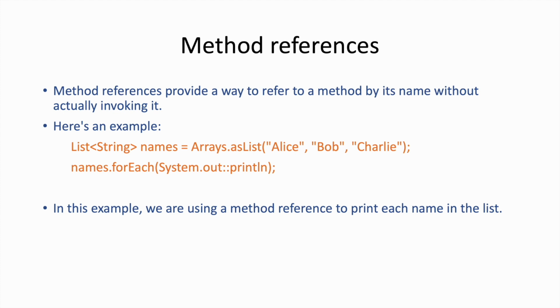Next feature that is introduced in Java 8 is method references. Method references provide a way to refer to a method by its name without actually invoking it. Here's an example. In this example, we are using a method reference to print each name in the list.